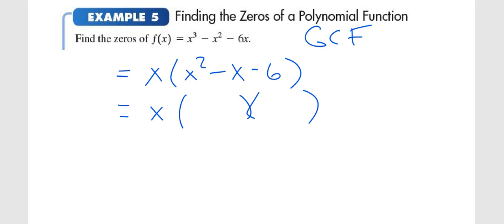This will not always be available to you, but hopefully you'll see that it's x minus 3 and x plus 2. Just thinking through that, what multiplies together to give you -6, but adds up to -1. Okay, that kind of thing.